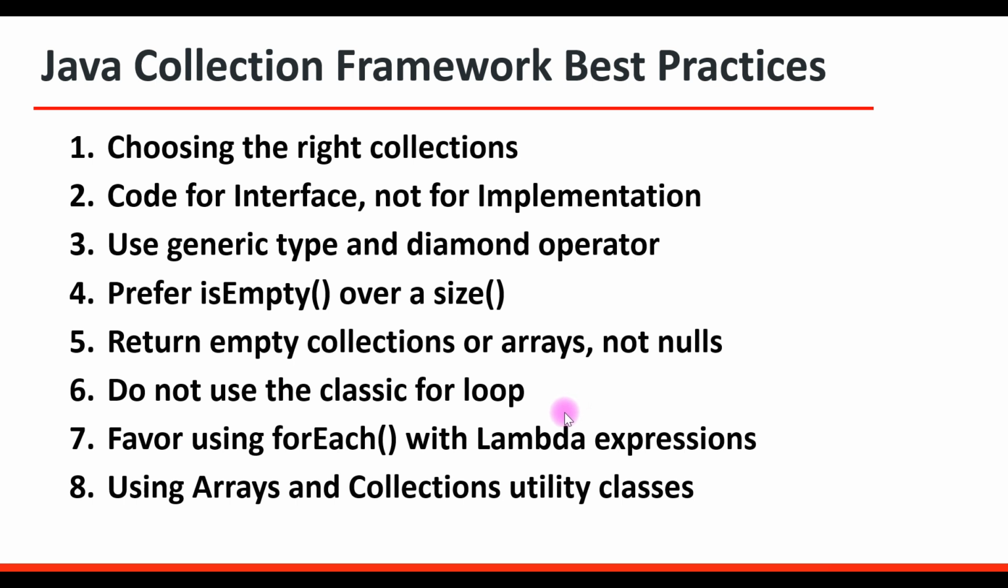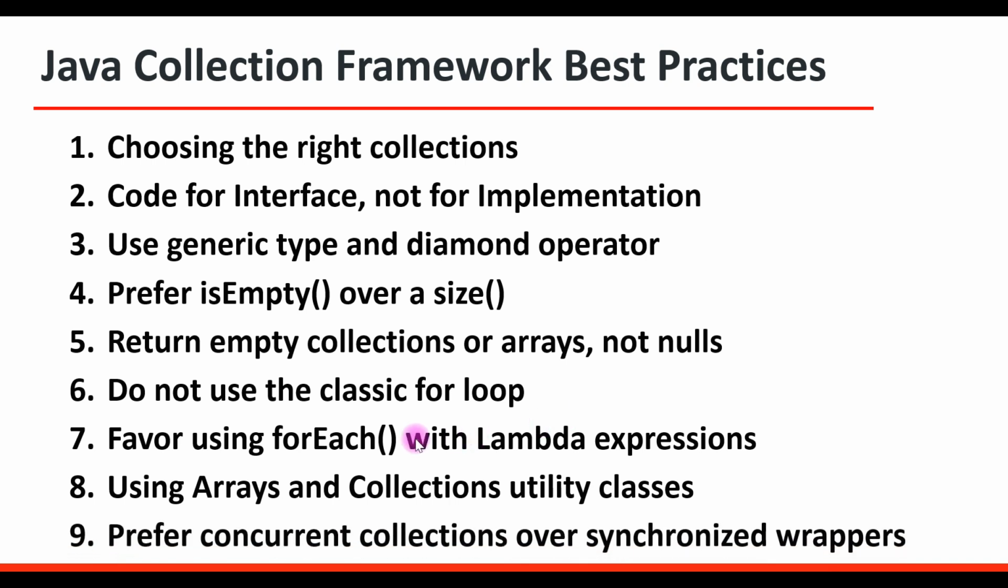The next best practice is prefer concurrent classes over synchronized wrappers. For example, ArrayList, HashSet, and HashMap are classes that don't work in a multi-threaded environment. In order to use them in a multi-threaded environment, we need to explicitly synchronize them, or we need to use their synchronized wrappers.